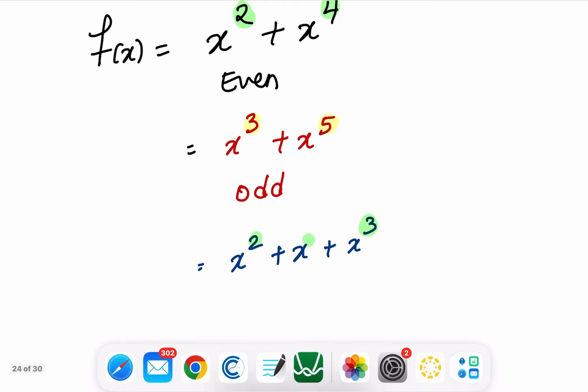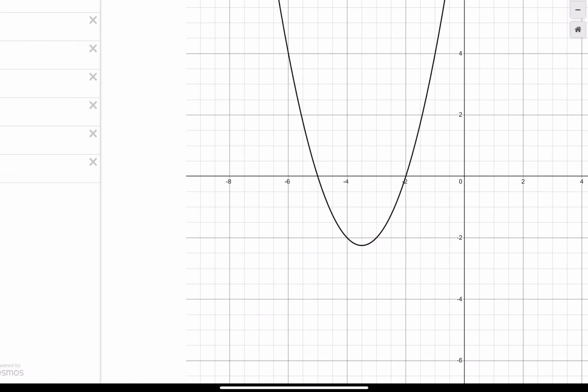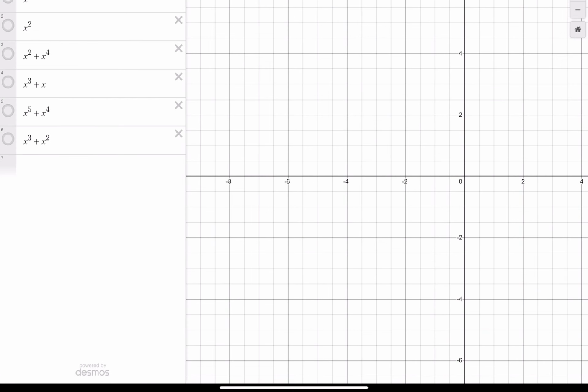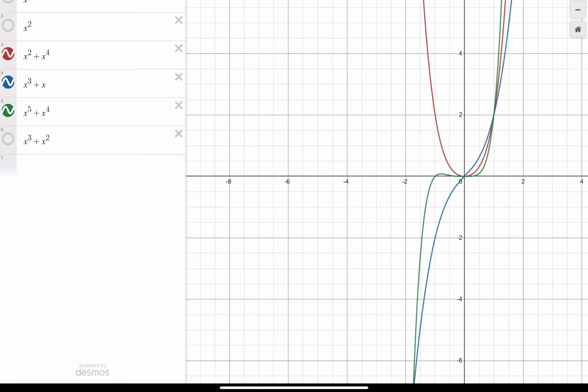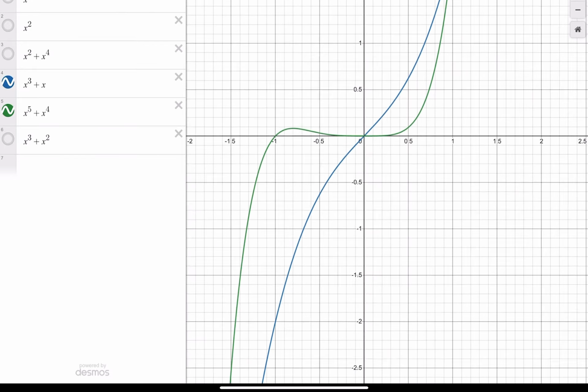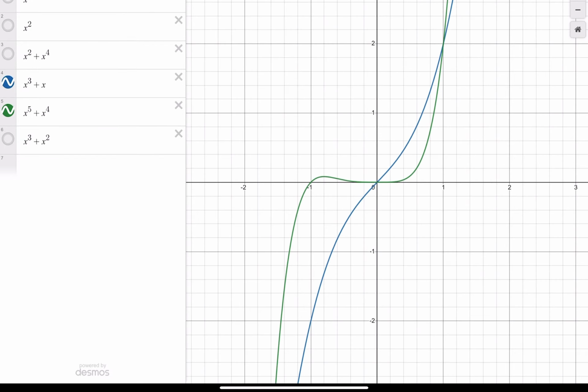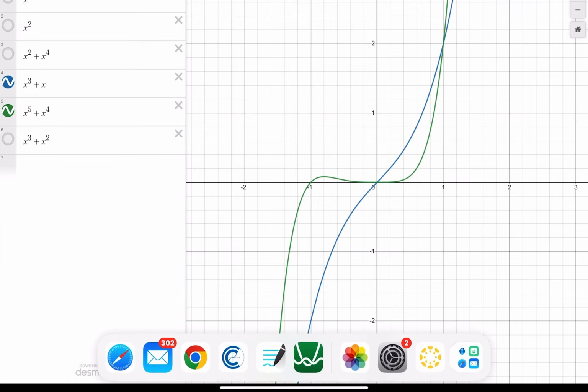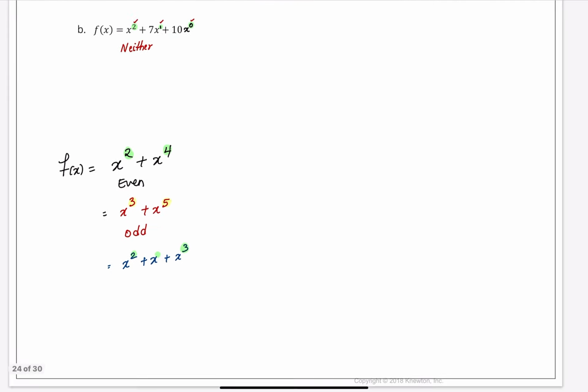Now let's go to Desmos, and here I have plugged in some functions. You see both are even. This is a function of x squared plus x power 4. This is a function of x cubed plus x power 5 plus 4. So if the functions are even, then you will see symmetry along the y-axis. If the functions are odd, then they will be symmetric along the origin. Now let's go back to the question here.